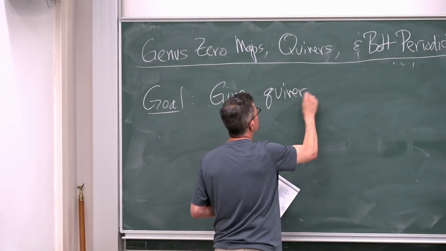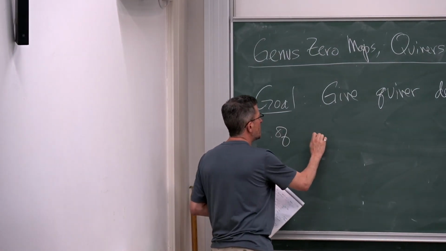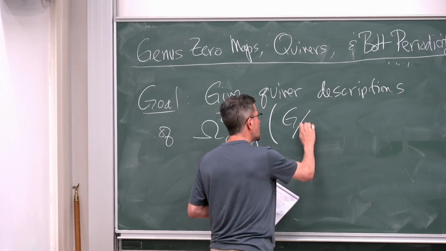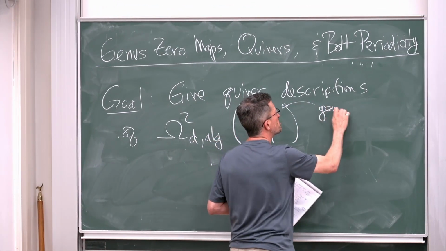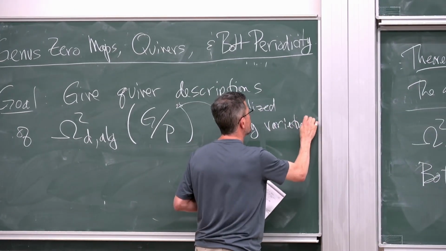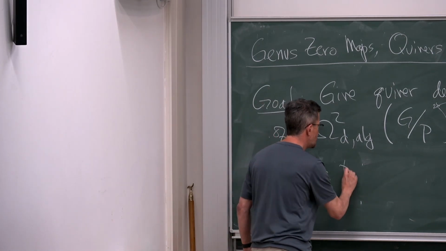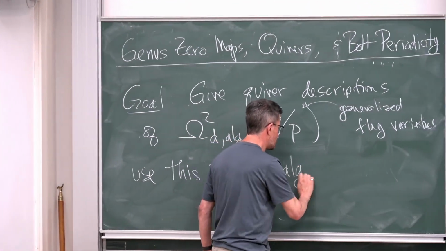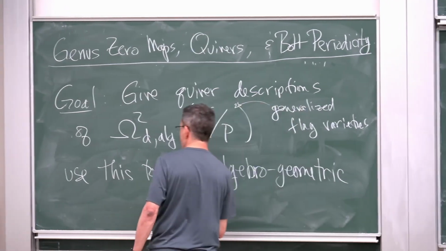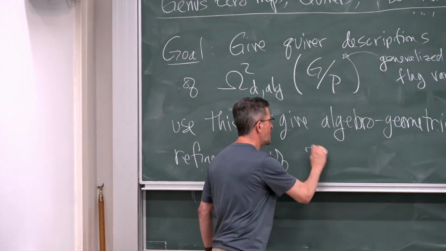So the overall project is to give quiver descriptions of these algebraic loop 2 spaces of generalized flag varieties, and use this description to give algebro-geometric refinements of Bott periodicity. So what do I mean?